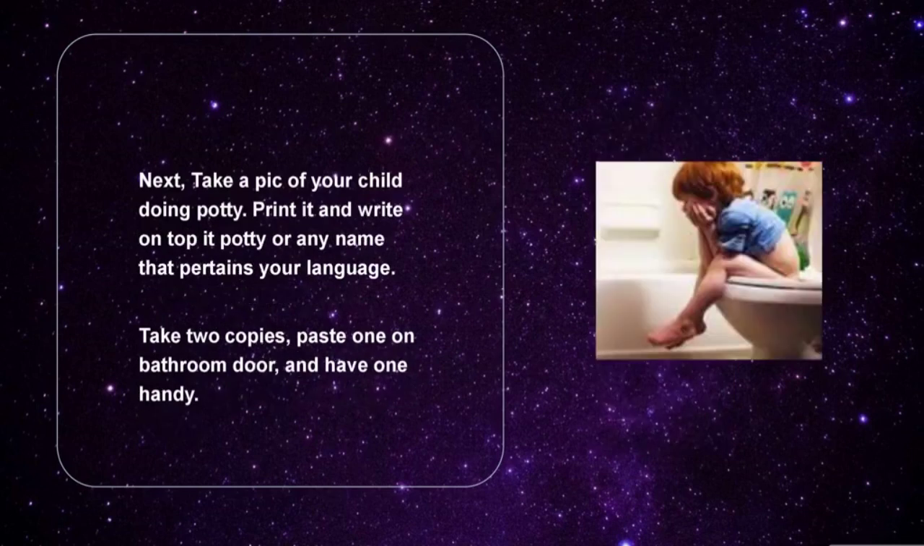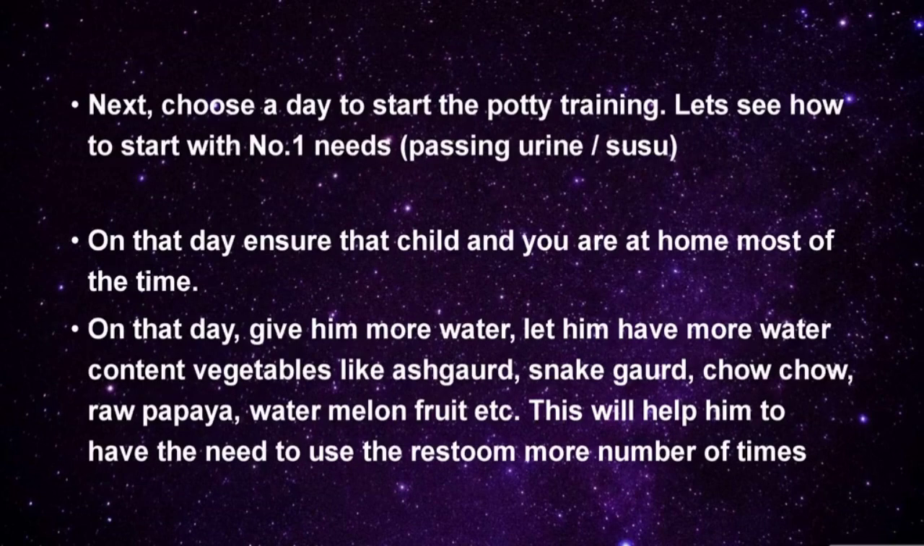Next, take a picture of your child doing potty, print it and write on top of it potty or any other name that you want your child to tell you when he actually wants to do potty. Take 2 copies again, paste one on the bathroom door and keep one handy. Point to the pictures on the bathroom door every day and say what it is. Point to your number 1 picture and say so, and point to your number 2 picture and say potty whenever you cross that side.